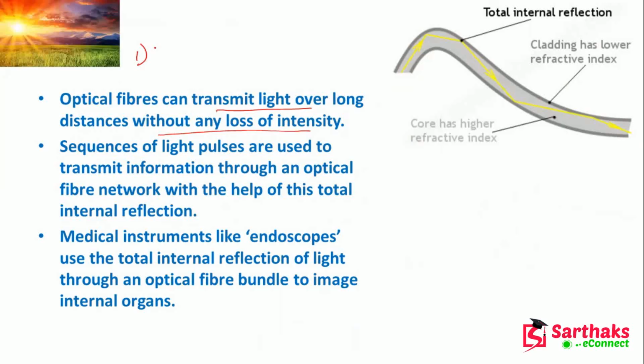So the first thing is the very high speed of light. Number two, optical fibers can transmit light over long distances without any loss of intensity. Sequences of light pulses are used to transmit information through an optical fiber network with the help of total internal reflection. And third, since we are using total internal reflection here, the loss will be much less.